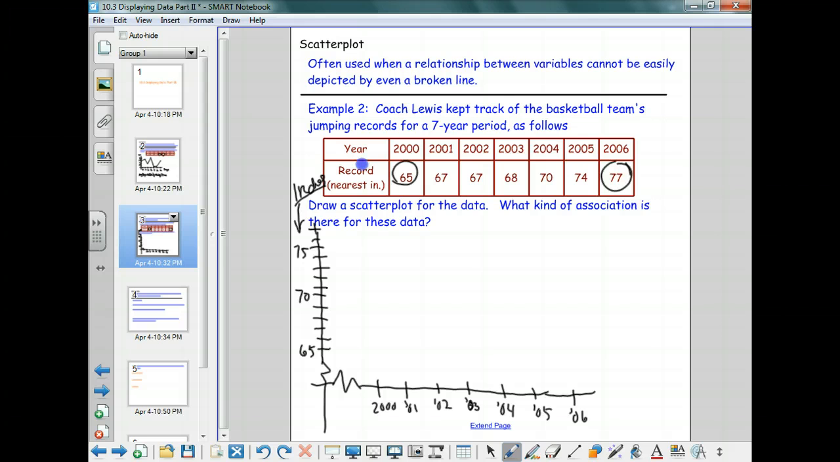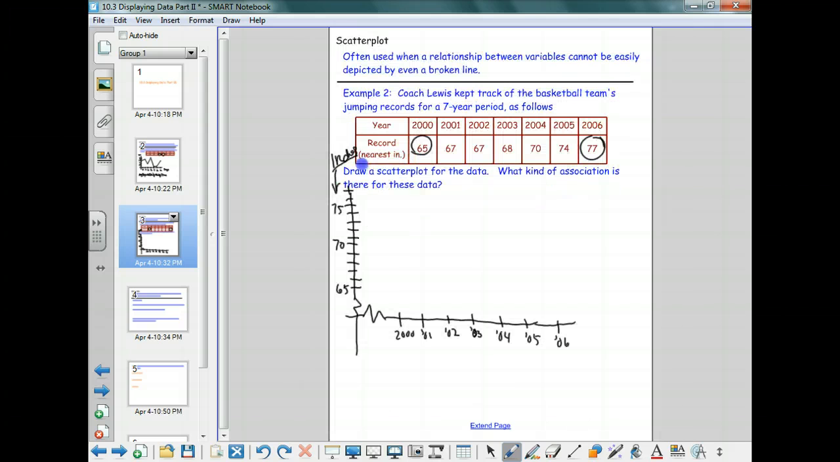What's my horizontal axis going to be labeled? Years. And my title? All right, so we don't really need the 7-year part because we've got the 7 years displayed, so we don't have to have that. So this is the basketball teams.